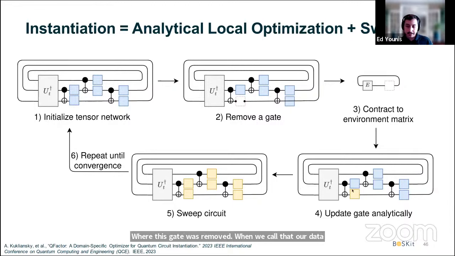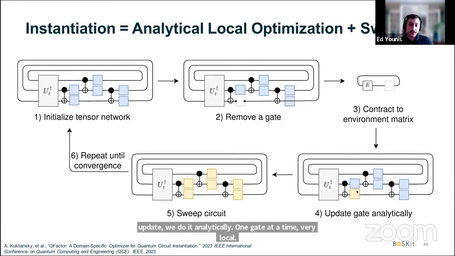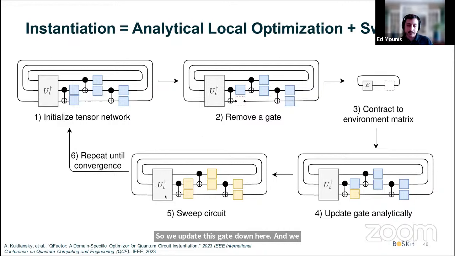So we update this gate down here, and we sweep over all the gates in the circuit, doing the same method. And then we repeat this process until our cost function, the distance to the unitary, or how close this whole network is to the identity, converges, till we either get something we're happy with or till it stops improving. So let me explain how we do this update.